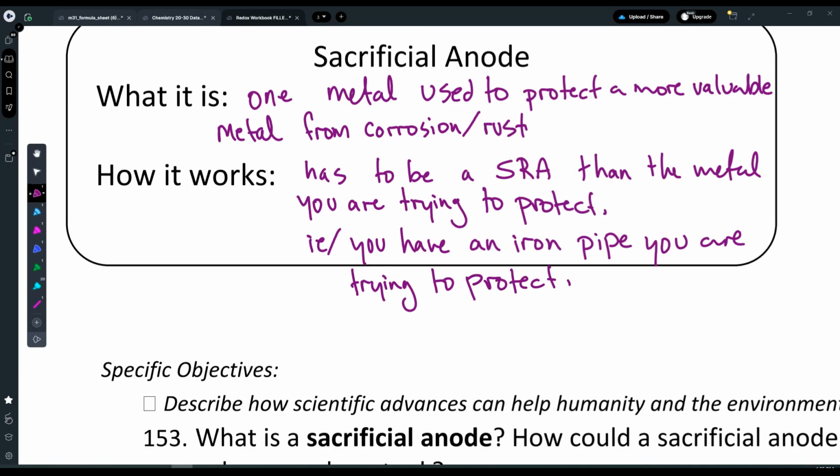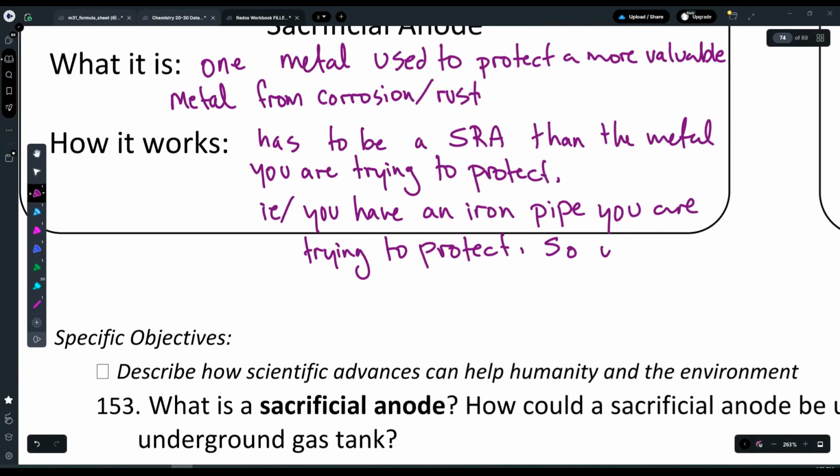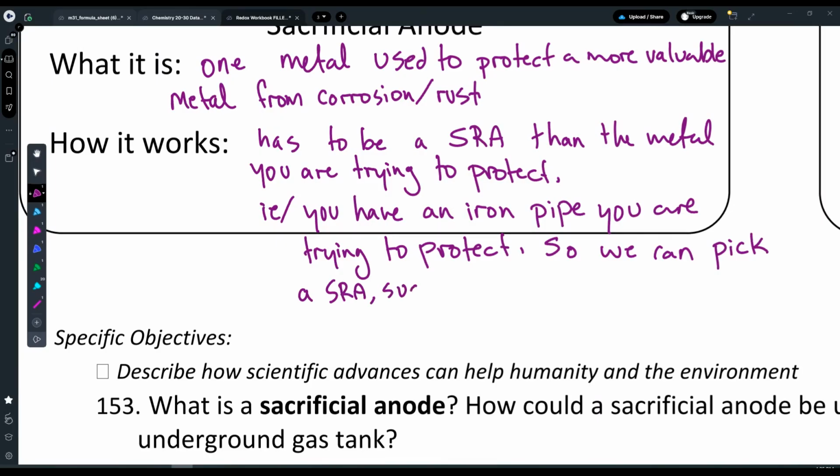So, for example, you have an iron pipe that you're trying to protect. So, we can pick a stronger reducing agent, such as magnesium, to act as the sacrificial anode.